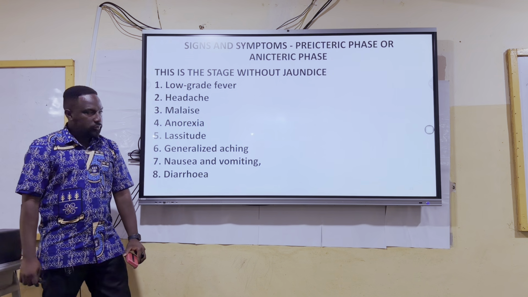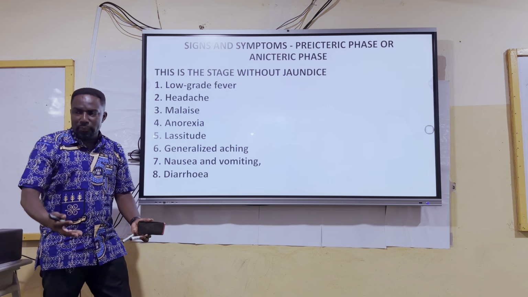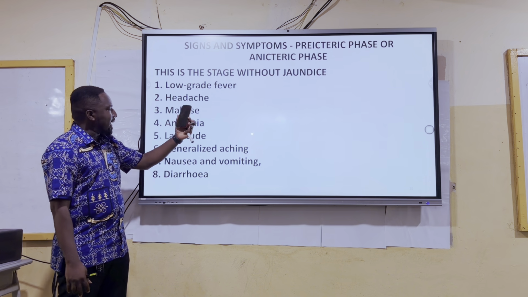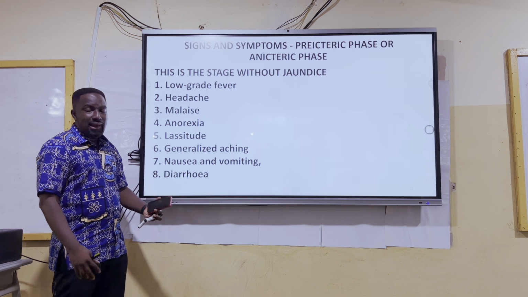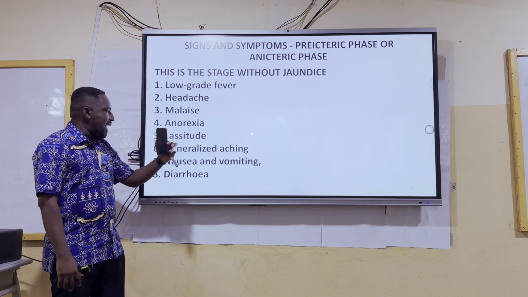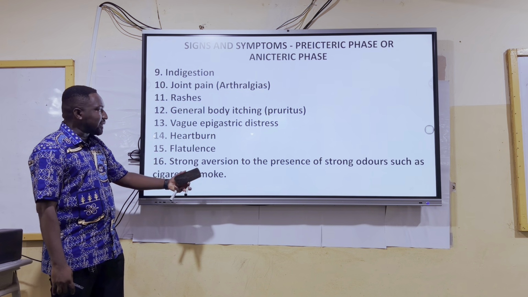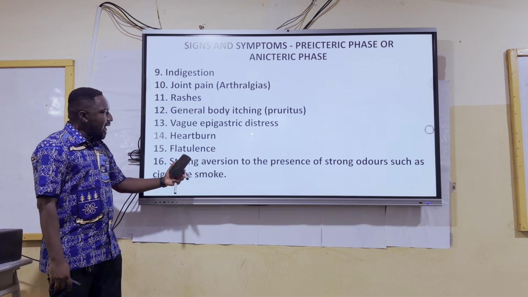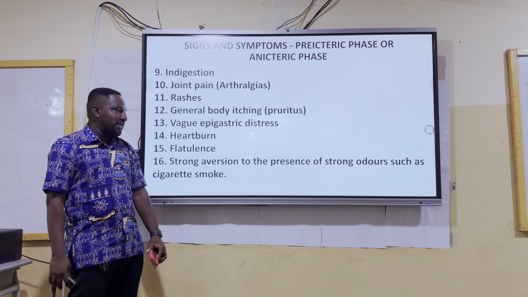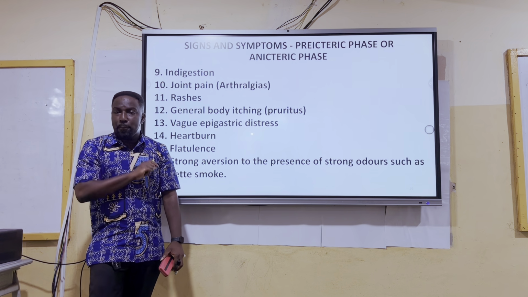Under the pre-icteric phase, that is when the initial signs and symptoms begin at the acute stage of the infection. So at the pre-icteric phase, we have low-grade fever, headache, malaise, anorexia, lassitude, that is complete exhaustion, either physical or mental, generalized itching, nausea and vomiting, diarrhea, indigestion, joint pain, rashes, general body itching like pruritus, epigastric distress, heartburn, flatulence, and then strong aversion to strong odor. All these are clinical features under the pre-icteric phase.